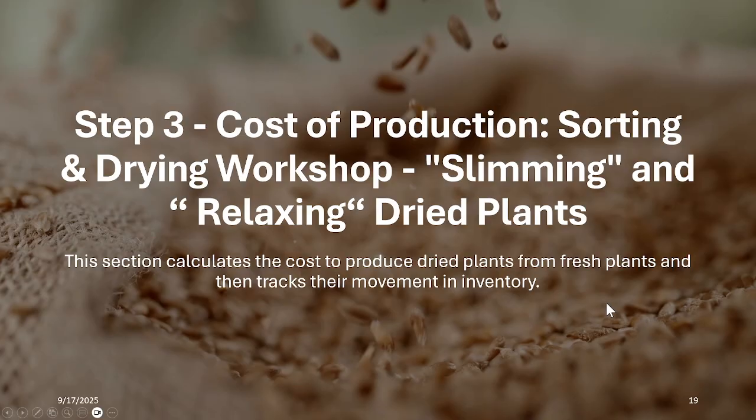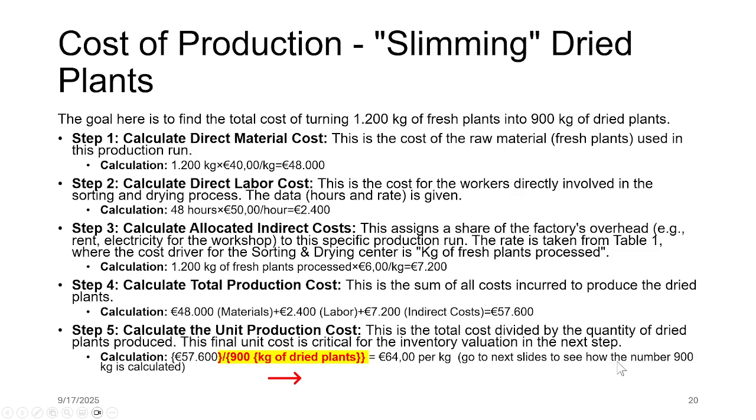So now we go to step number 3. We will calculate the cost of production at the sorting and drying workshop for the two types of dry plant, slimming and relaxing. In this section, we will learn how to calculate the cost to produce dry plants from fresh plants and then check their movement in inventory. So now, first we always focus on the slimming dry plant, right? And after that, we do the same for the relaxing dry plant.